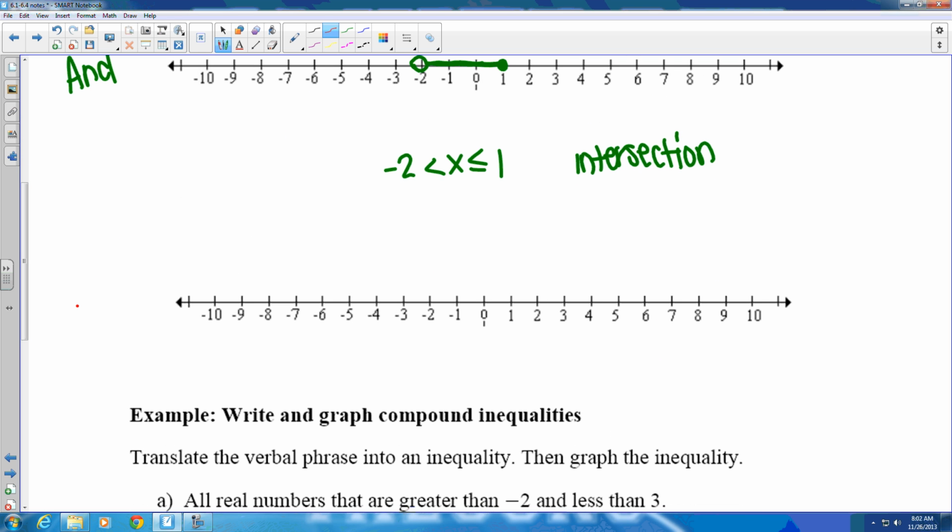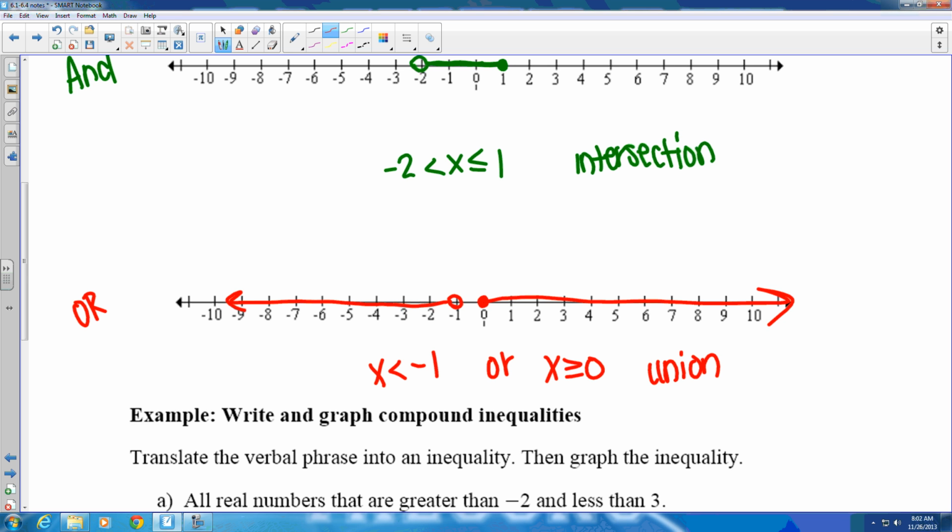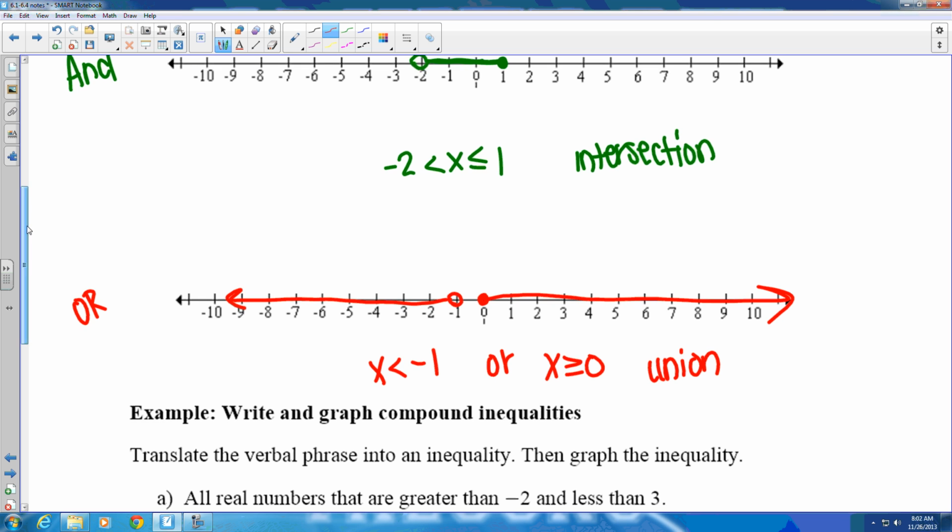Now an or graph is written as two separate inequalities, like x is less than -1 or x is greater than or equal to 0. And the way this would look is -1 open, going to the left, and then closed at 0, arrow going to the right. Those are never going to intersect, they're always going to go in opposite directions. This is called a union. The way I want you to remember them, though, is by the and or the or.